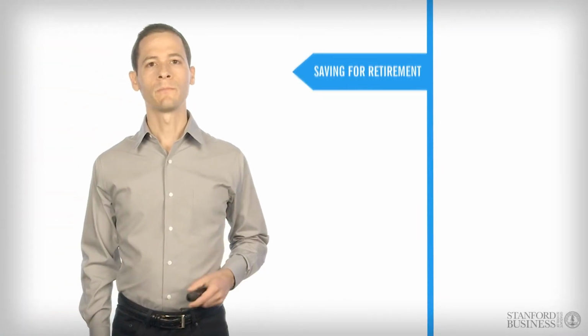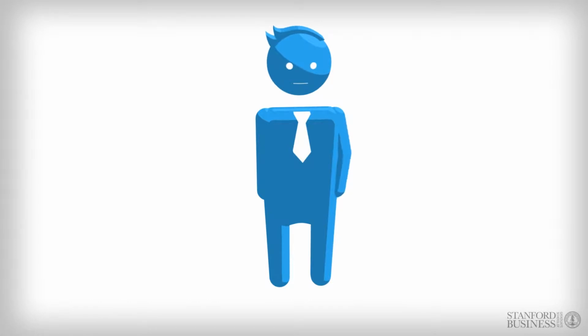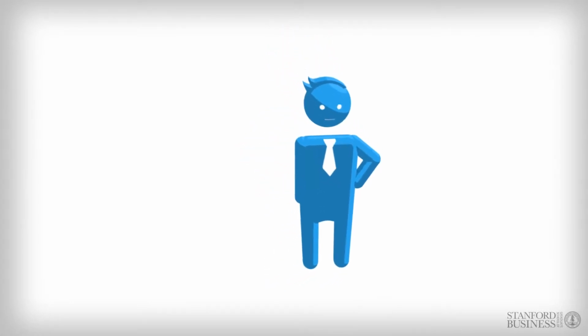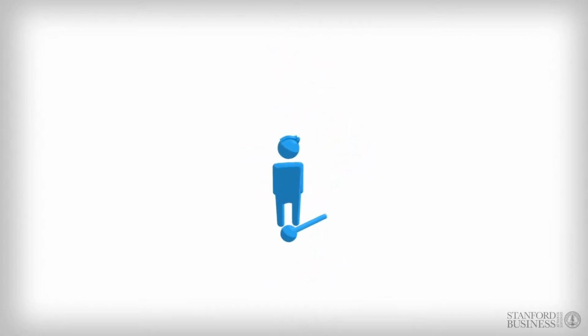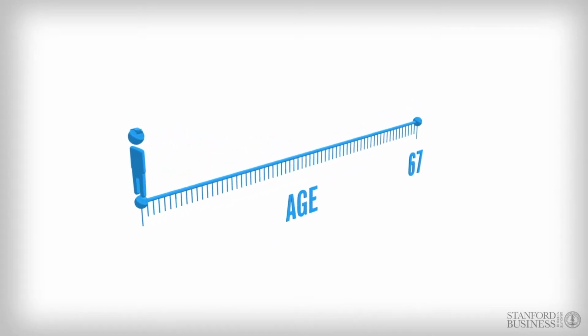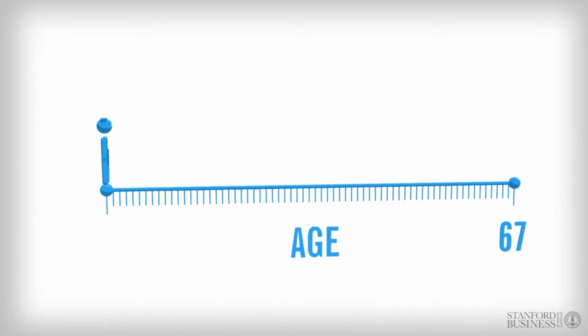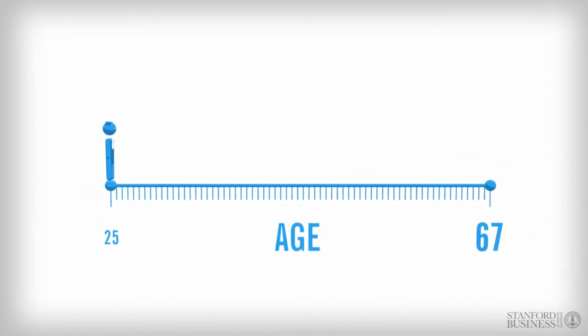Saving for retirement. In economics, we like to start with the simplest possible model of reality and then build complexity as necessary. So let's begin by just considering a single individual who is going to retire at age 67, since polls suggest that 67 is now the average age at which Americans expect to retire. Let's suppose this person is going to start working at age 25.